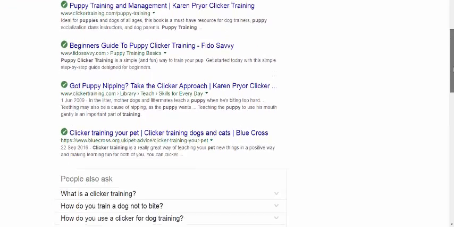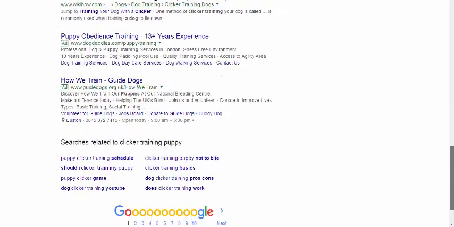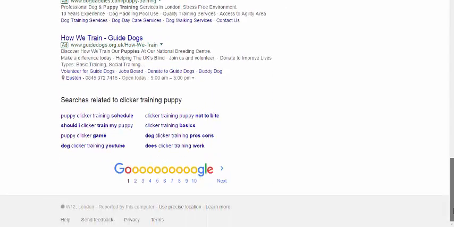So clicker training puppy, let's just have a look down here. Your puppy clicker training schedule, puppy clicker game, interesting. Clicker training puppy not to bite. This is what people are searching for. It's what they want to find out about when it comes to clicker training. And of course you can then expand into other areas of dog training.